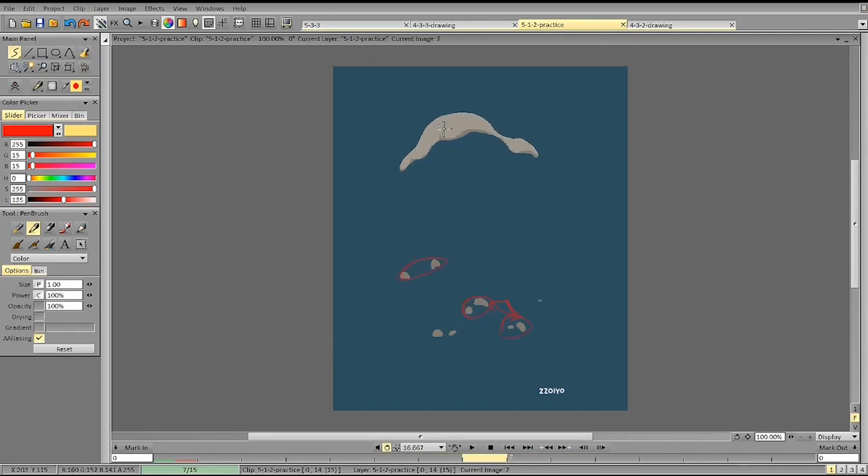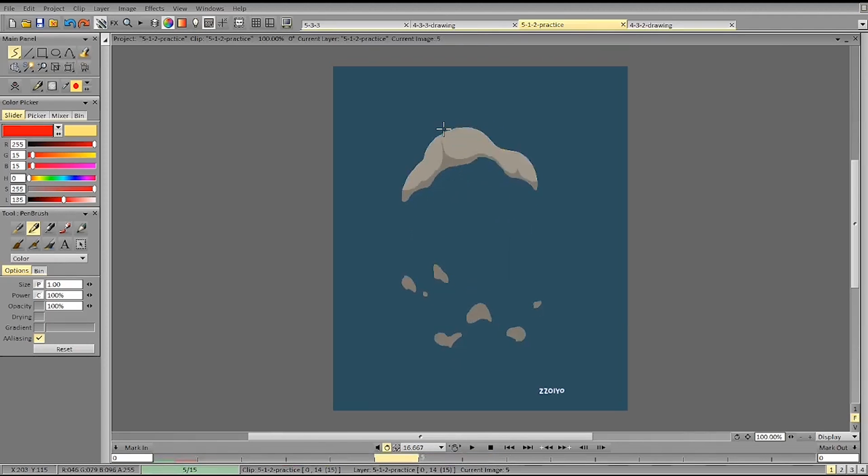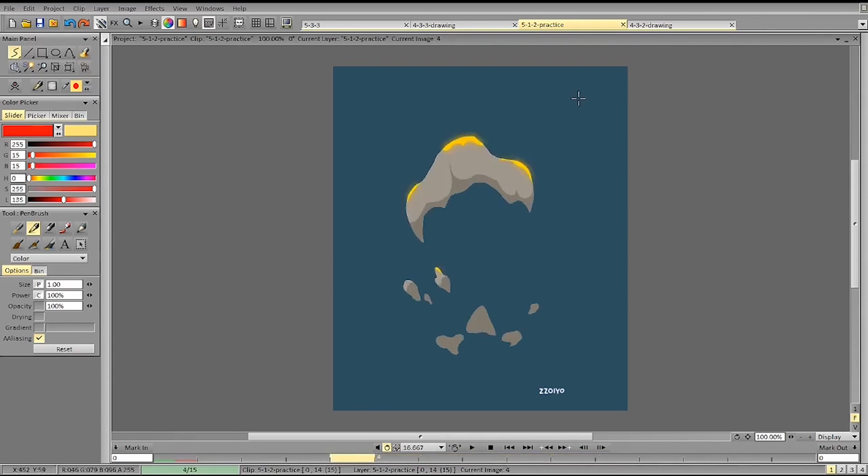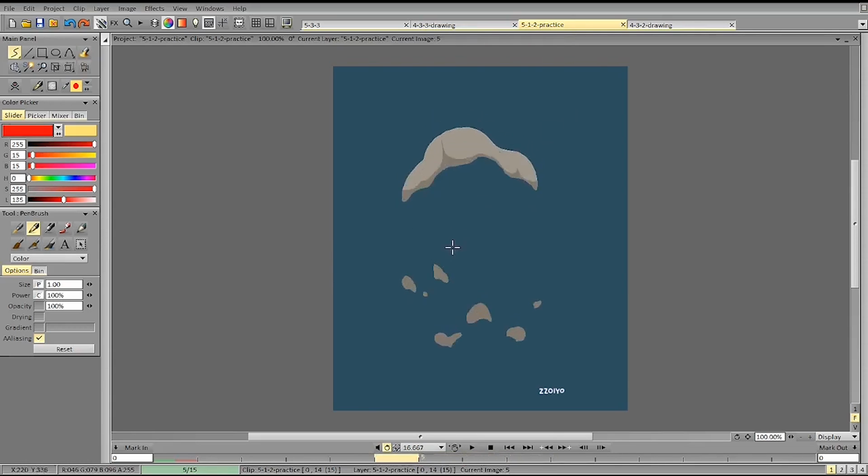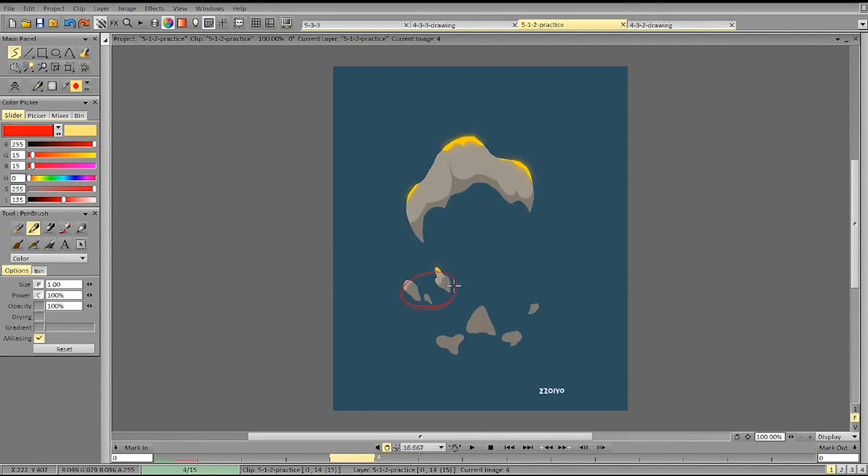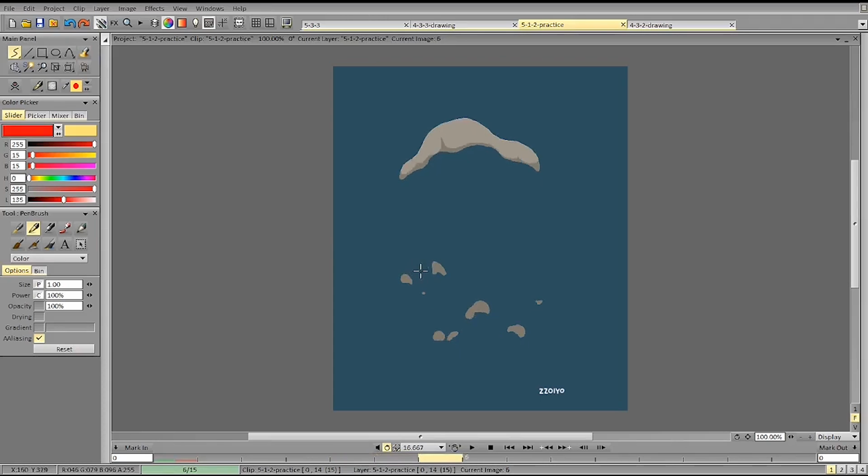So it's better to have some delay, to have some difference in timing between one part and the other part breaking into particles. It will make it more natural and interesting. It's also better not to keep the same shapes right next to each other with the same motion.